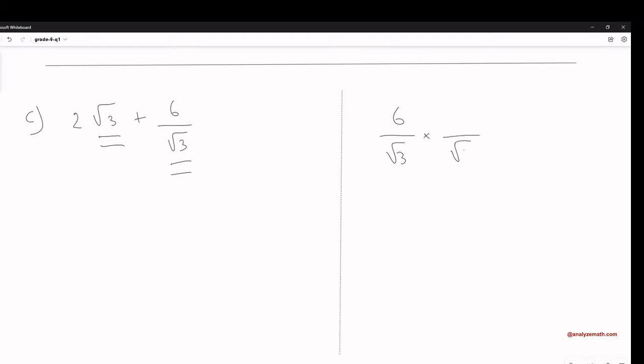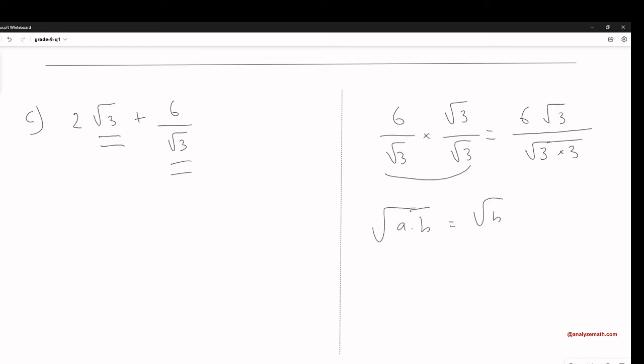If we multiply numerator and denominator by square root of 3, there is a possibility to simplify. So the numerator becomes 6 times square root of 3, and here we have square root of 3 times 3. Now what we did here, we used this rule, square root of a times b, in reverse from here to here. So instead of splitting, we grouped. And now this can be simplified.